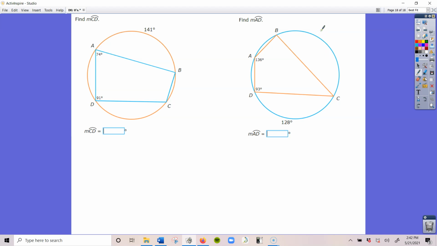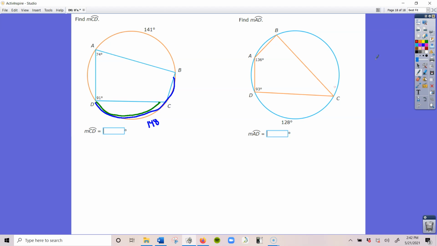Okay, for this one, we're trying to figure out the arc measure CD. So this is what I want to know. Now, we got to use whatever information we have here. Let's start off by finding all of the arc measures that are given. So this first angle with the 74, this intercepts this arc here. As you can see, this line ends there, this line ends there. So this whole thing is 74 times 2, which is 148.